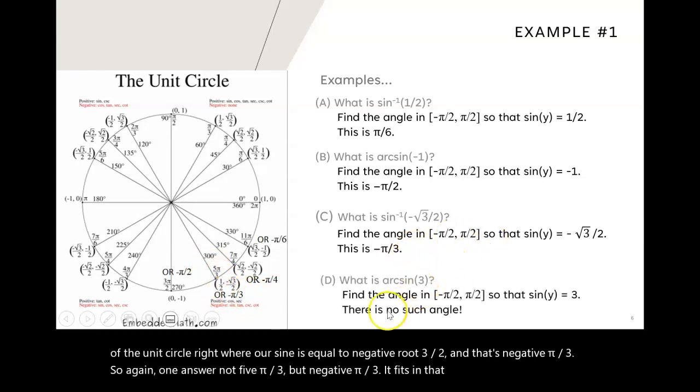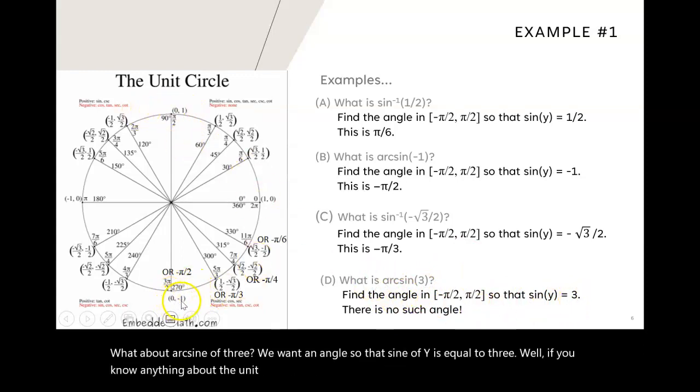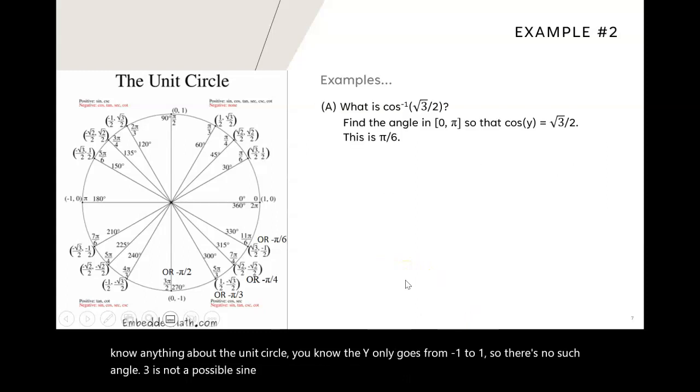What about arc sine of 3? We want an angle so that sine of y is equal to 3. Well, if you know anything about the unit circle, you know the y only goes from -1 to 1, so there's no such angle. 3 is not a possible sine value.